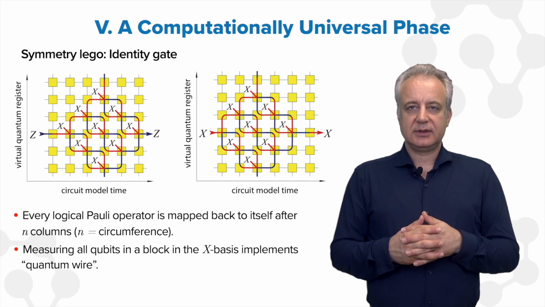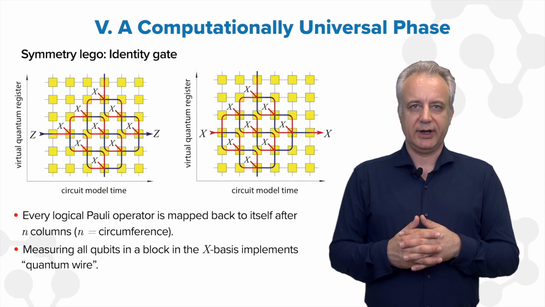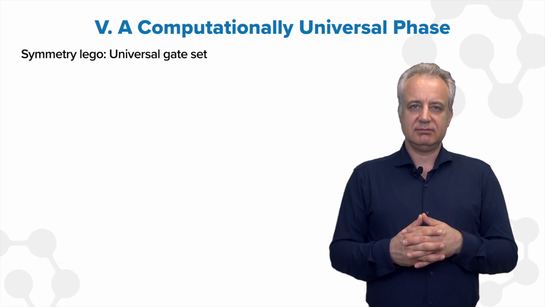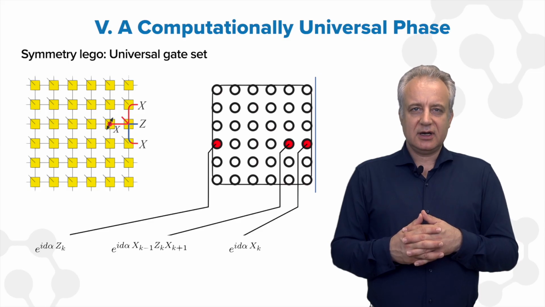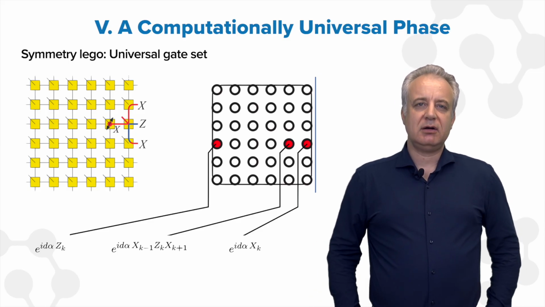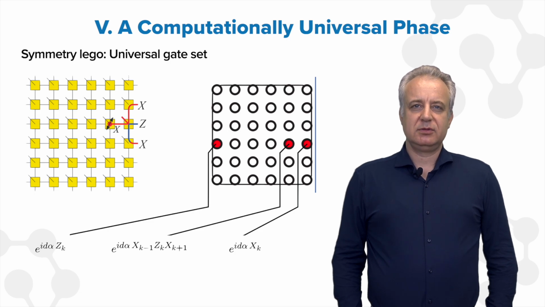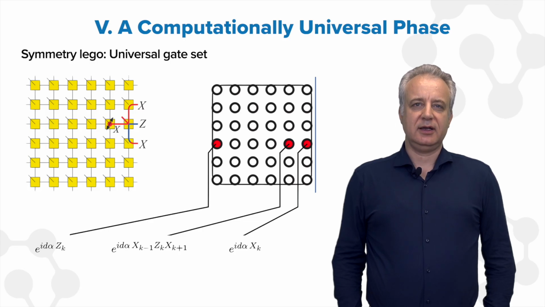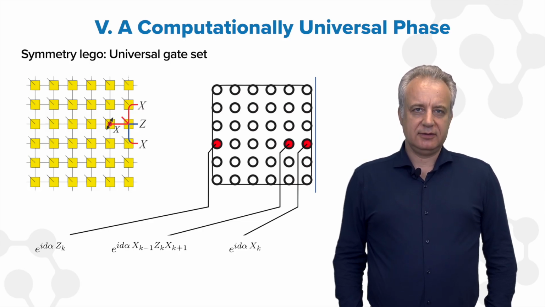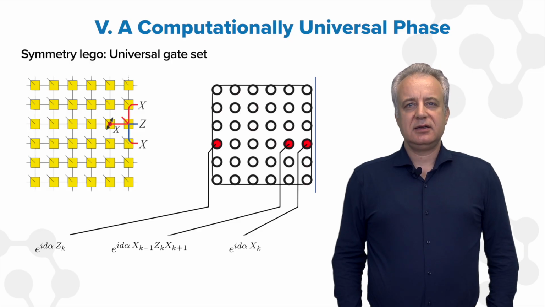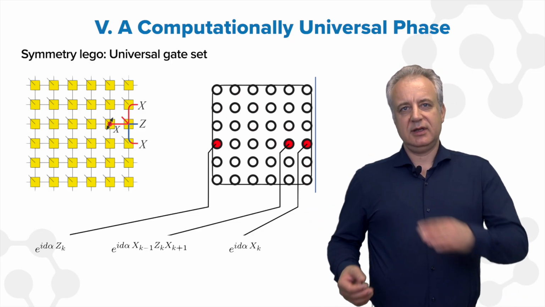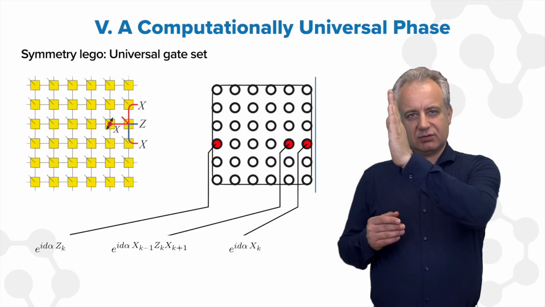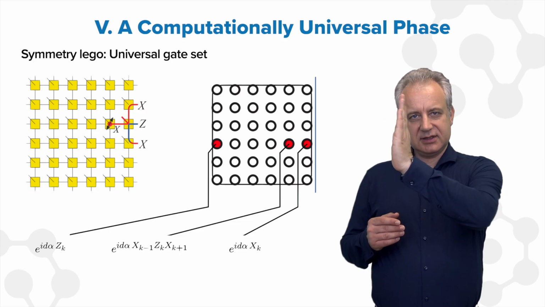Of course, identities are a little bit boring, so you want to do the other gates as well. You want to do a universal set of gates, and it turns out that the explanation of these gates can also be done in terms of these symmetries. So what you see here on this slide is how you do an entangling gate. It will be the exponential of xzx, and that is something you can implement by measuring a qubit somewhere in the bulk in a basis rotated away from the x eigenbasis.